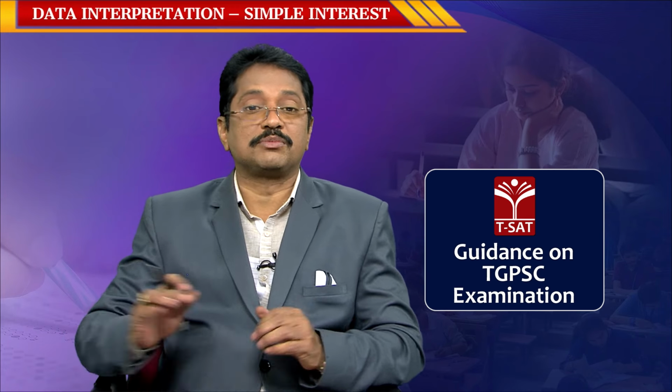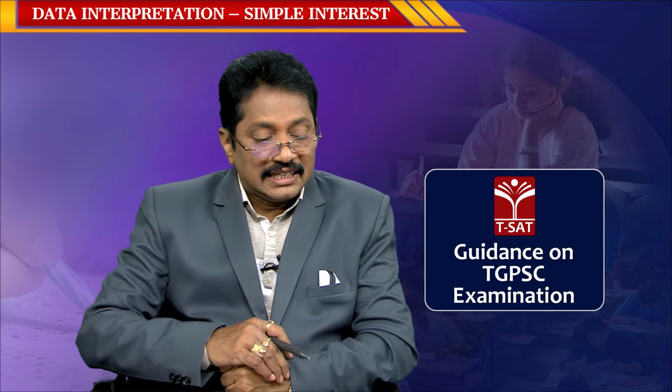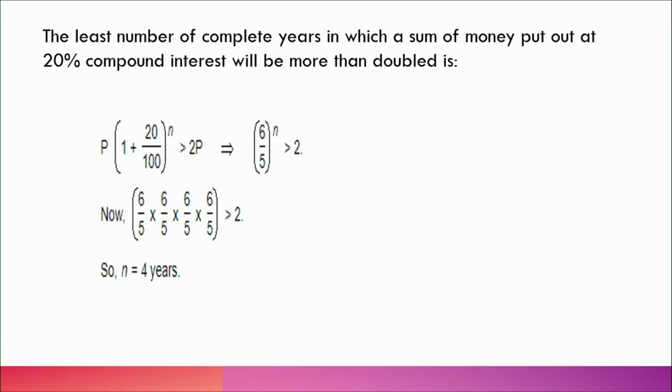Now we will see one more question, a simple question. The least number of complete years in which a sum of money put out at 20% compound interest will be more than doubled. It is given: more than double means greater than, correct?